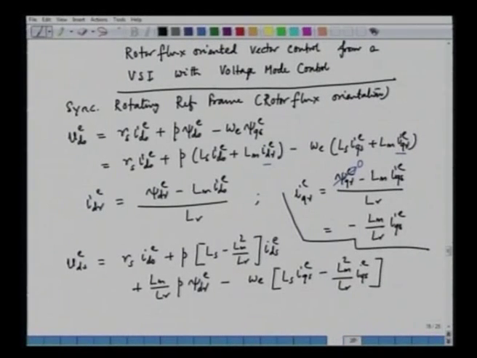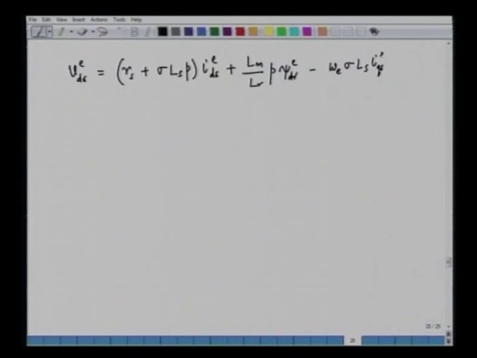And this can further be simplified in the following fashion: VDSE is equal to RS plus sigma LS P into IDSC, plus Lm by Lr P psi dr E, minus omega E sigma LS IQSC. Now, this equation is basically the equation for the voltage. So, we are able to find out VDS from IDS and IQS.